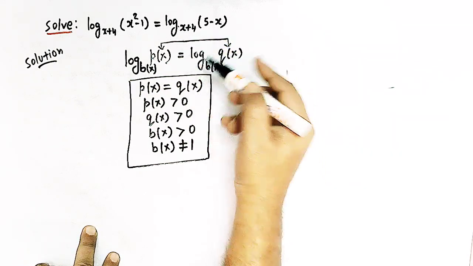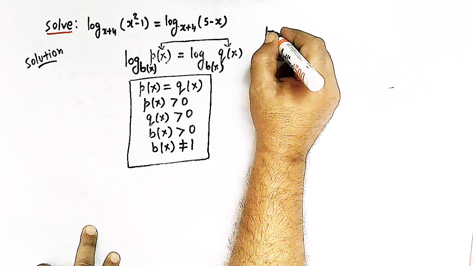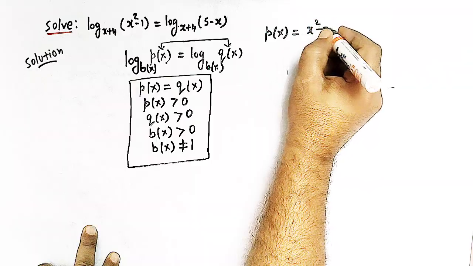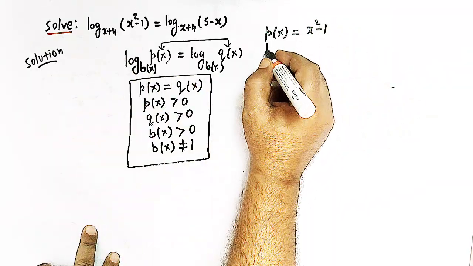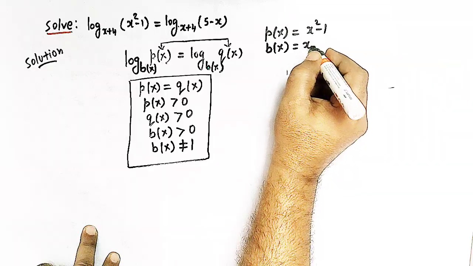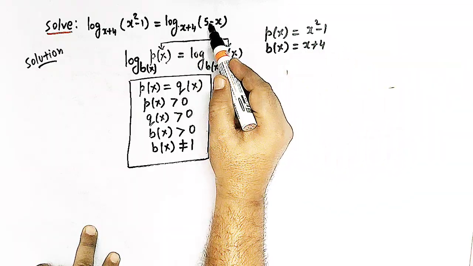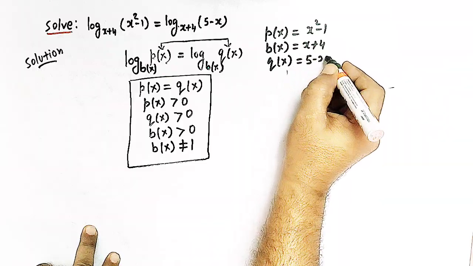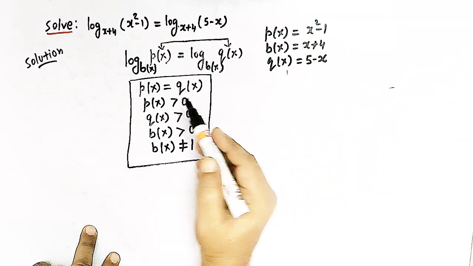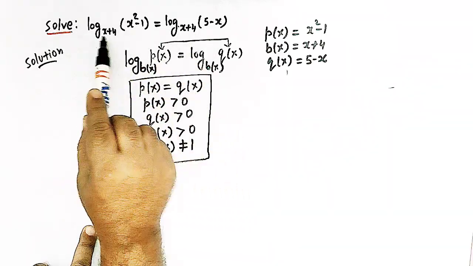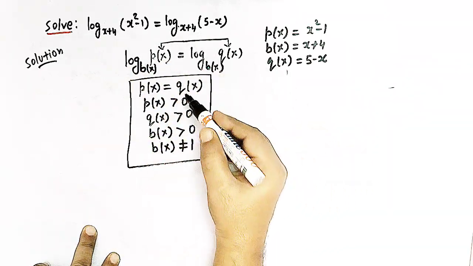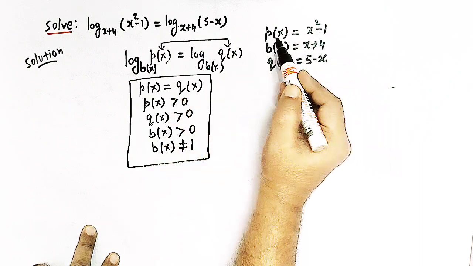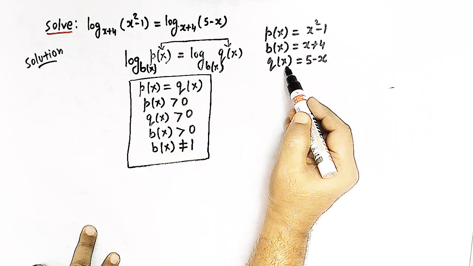So now comparing these two equations, we can write p of x is equal to x square minus 1. Then b of x is given by x plus 4. And here we have q of x that is equal to 5 minus x, right? So now with respect to this logarithmic equation, we can write the conditions using the expressions for p of x, b of x and q of x.